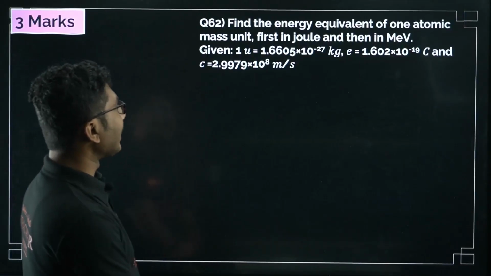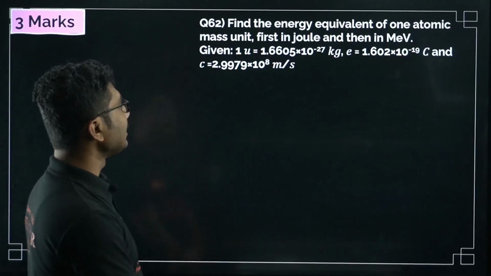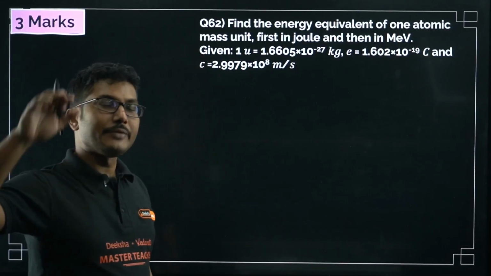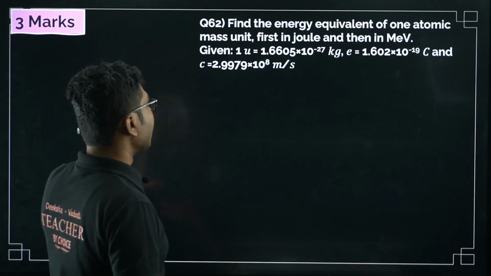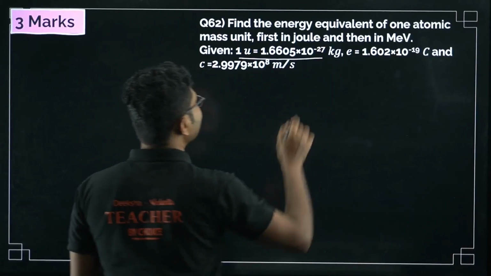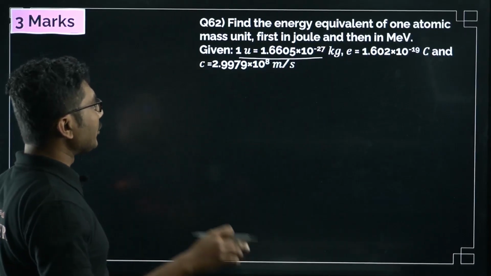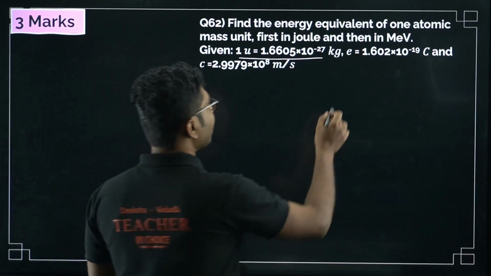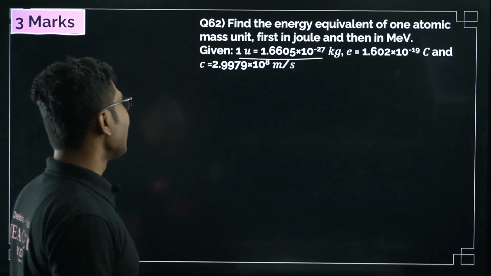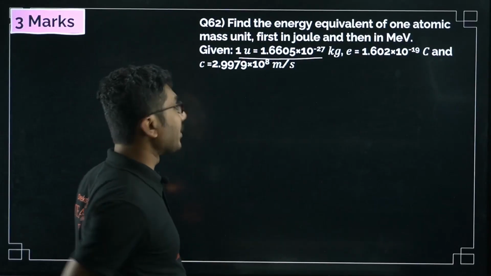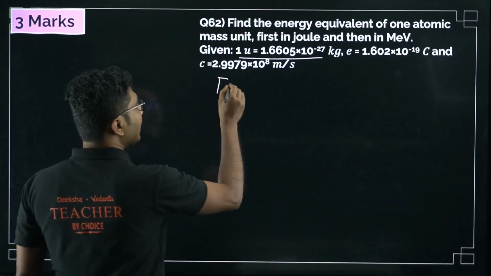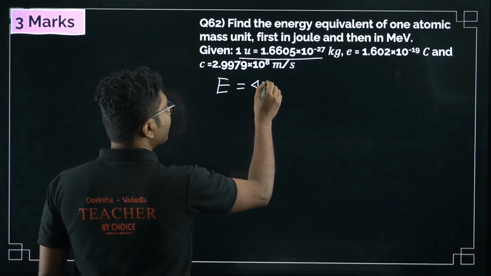Find the energy equivalent of one atomic mass unit, first in joule and then in MeV. I will just use the formula and show you how to do it. Final calculation you can do using the calculator. So one u is given by 1.6605 into 10 to the power of minus 27 kg. Electron charge is 1.602 into 10 to the power minus 19 C, and c is 2.9979 into 10 to the power 8 meter per second. Energy equivalent to one atomic mass unit means E equals delta m c square.